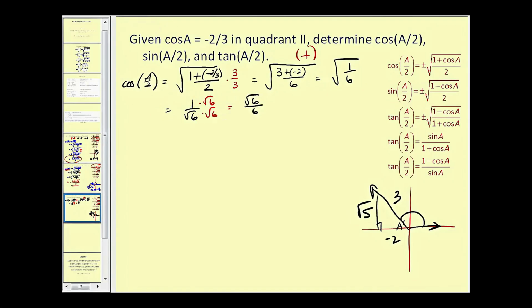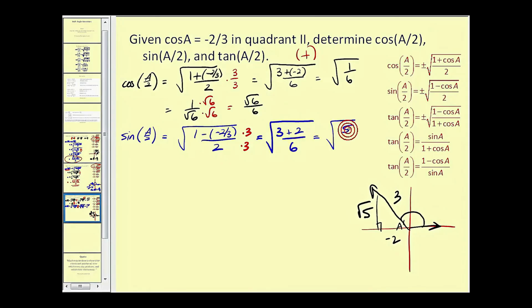Let's go ahead and try to find the sine of A over 2. We have square root of 1 minus cosine A, so 1 minus negative 2/3, all over 2. Again, clearing the fraction by multiplying the top and the bottom by the denominator 3, we'd have 6 again in our denominator, and here we'd have 3 plus 2, which equals the square root of 5/6, which equals the square root of 5 over the square root of 6. We rationalize this, we will have the square root of 30 all over 6.